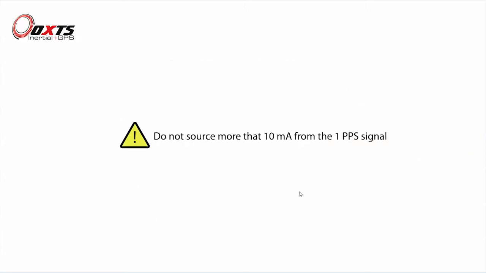So the actual transition from 1 GPS second occurs here, and also here. For correct operation, do not source more than 10 milliamps from the output. And that's the 1 pps output.